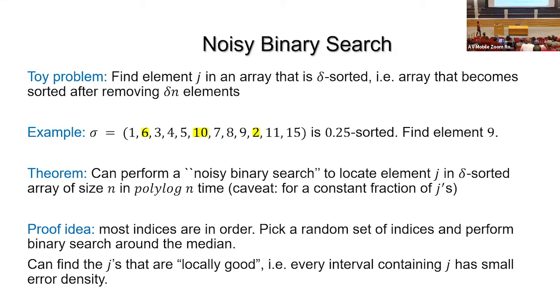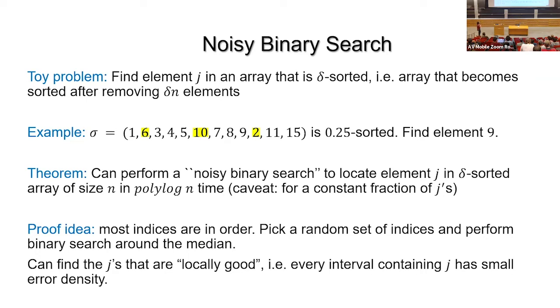As a toy problem, which is the high-level idea of the decoder, suppose you have an array that is delta-sorted, which means that if you delete a delta fraction of the elements, then you get a sorted array. Find an element of the array. This is a very standard question. Ronit talked about something similar a few days ago, and there are many variants of noisy binary search in the literature.